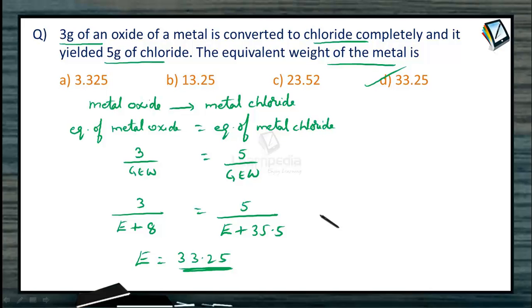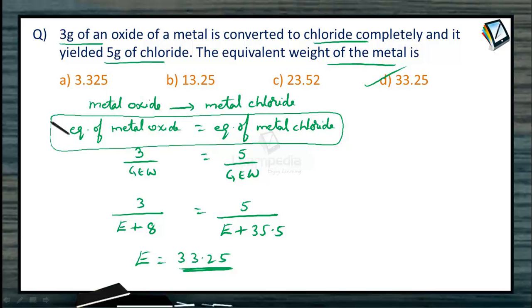So this is the basic concept involved here. Whenever one compound of a metal is converted into another compound, definitely the equivalents of the first compound should always be equal to the equivalents of the second compound, and you will definitely get the correct answer.